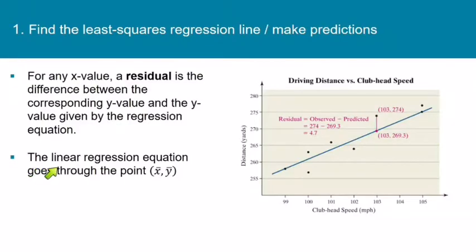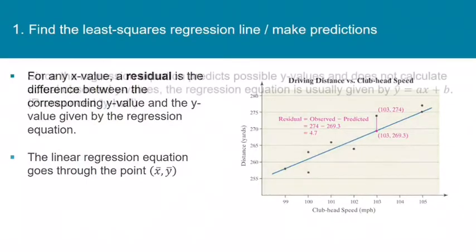And one good thing to know is that the linear regression equation will always go through the point x bar, comma, y bar. So if you take all the x values in your data and find their mean, you'll have x bar, and if you find the mean of all the y values in your data, you'll have y bar, and the regression equation always has to go through the point x bar, comma, y bar.